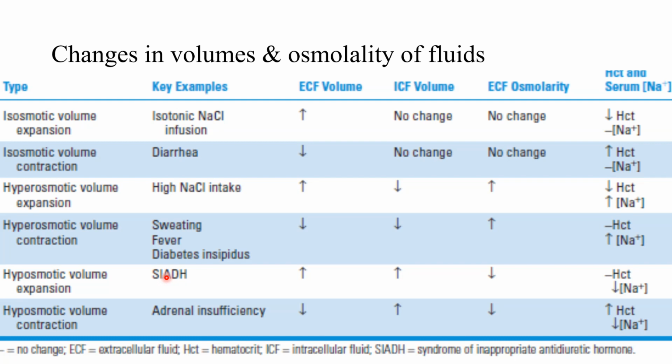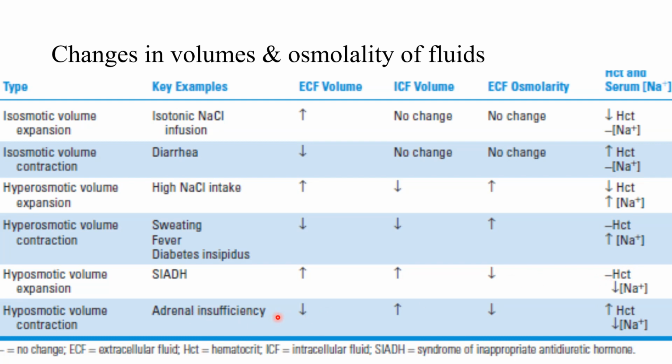More secretion of the ADH hormone will cause more water reabsorption, right? That will cause dilution of the extracellular fluid volume. Volume will increase, and intracellular fluid also, if it is getting diluted, what will happen? Extracellular fluid volume increases, right? Hydrostatic pressure increases, and intracellular fluid volume will increase. Extracellular osmolarity will decrease, right? Hematocrit remains the same.